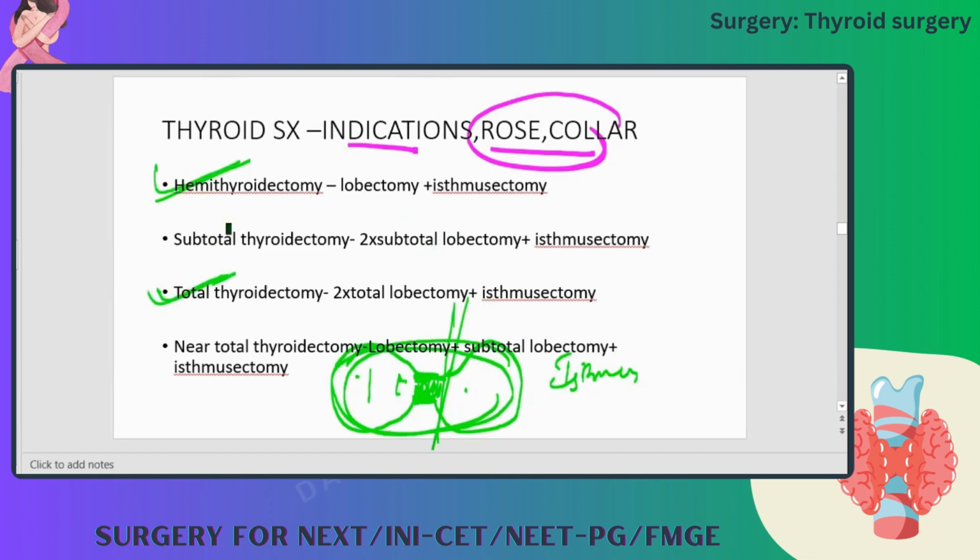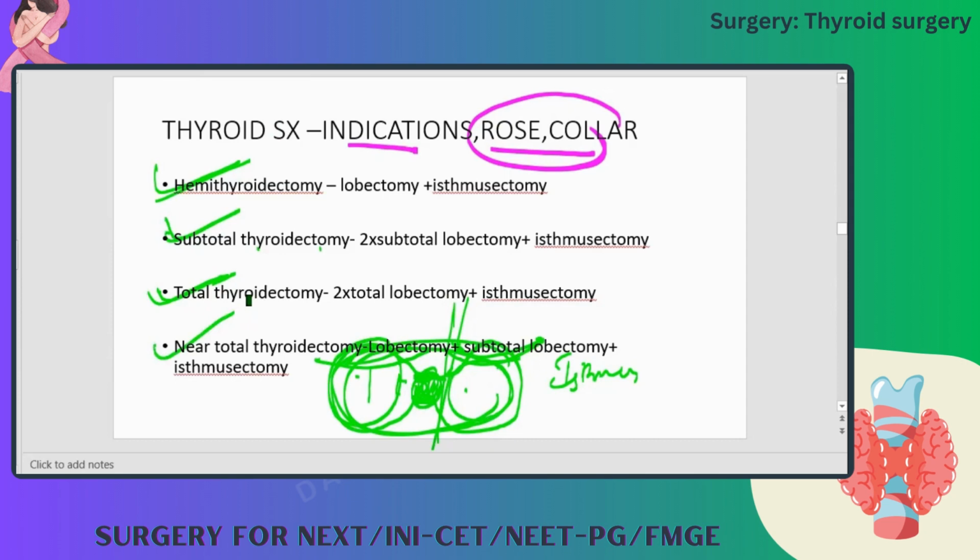Subtotal thyroidectomy: two subtotal lobectomies plus isthmectomy. Each lobe will retain a small part. Two subtotal lobectomy plus isthmectomy is subtotal thyroidectomy. Near total is one lobectomy, isthmectomy, and one subtotal lobectomy.